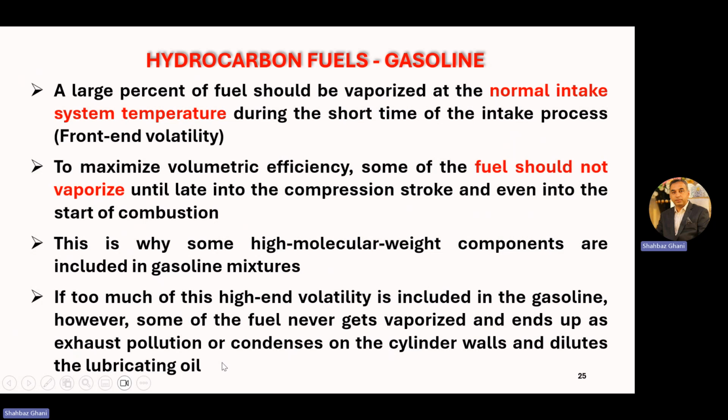Now, the problem is this: if we have too much of this high end volatility, it means the fuel did not burn late in the combustion. So what will happen? Some of the fuel never gets vaporized and ends up as exhaust pollution. So some of that unburned fuel will be in your exhaust emission or condense on the cylinder wall and dilute the lubricating oil. So the thermal properties of the lubricating oil will be disturbed.